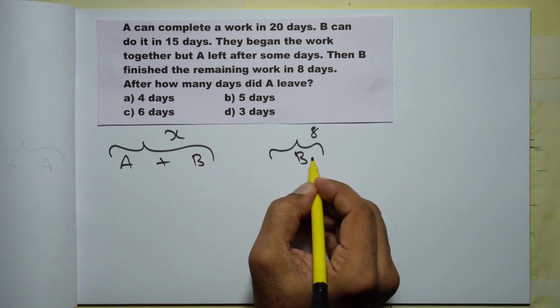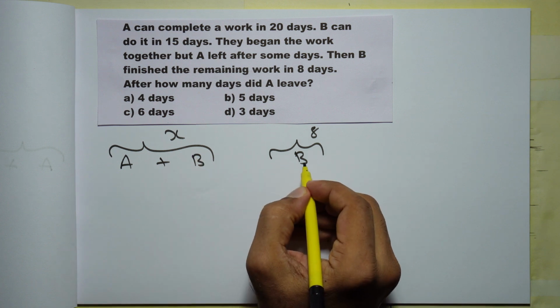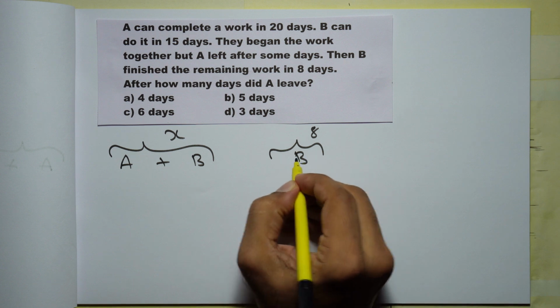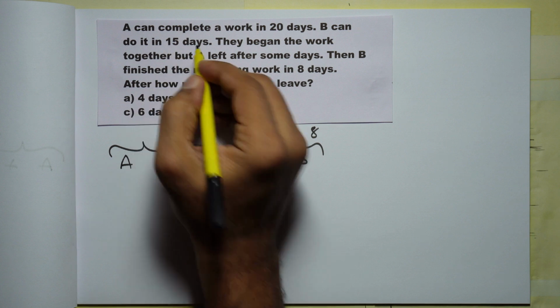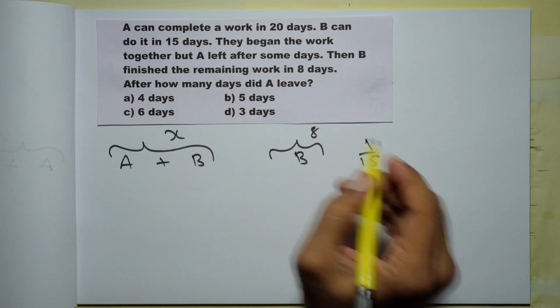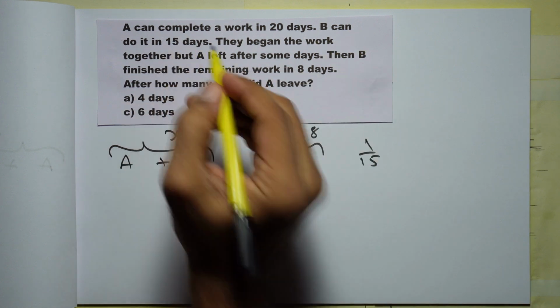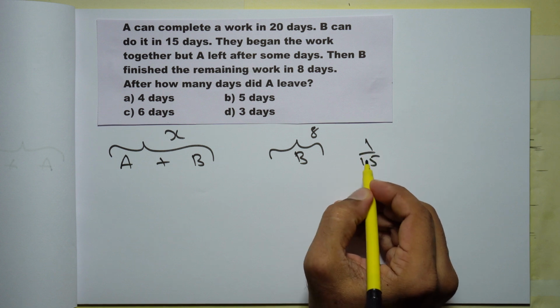Now as a first step, we'll find out the part of the work done by B in these 8 days. Every day B will do 1 by 15th of the work. B can do the whole job in 15 days, so every day B will do 1 by 15th of the work.